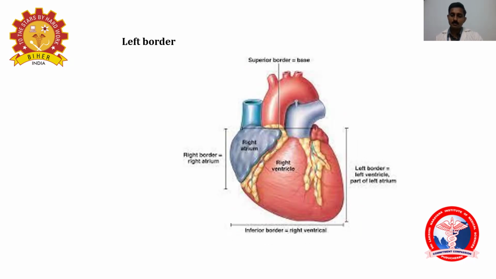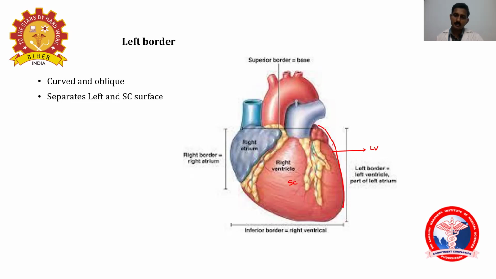The next border is called the left border. Where is the left border? It is comparatively oblique. Which chamber forms this? It is formed by the left ventricle. So what surfaces does it separate? This sternocostal surface, and on the lateral part we have the left surface. So the sternocostal surface and left surface are separated by the left border of the heart, formed by the left ventricle.